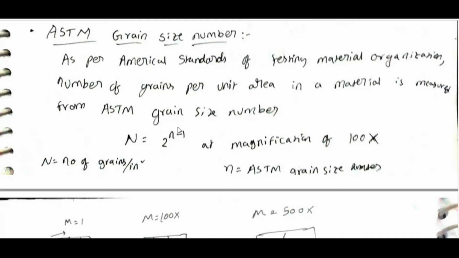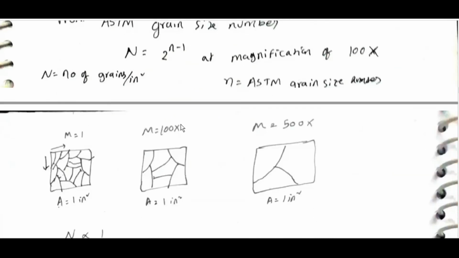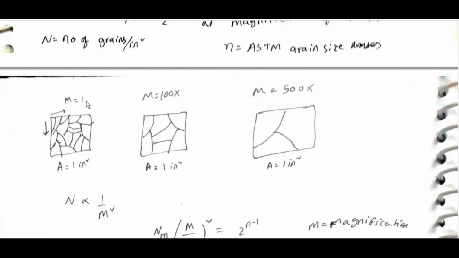ASTM grain size number. As per the American Society for Testing and Materials, the number of grains per unit area in a material is measured from the ASTM grain size number. N is equal to 2 power n minus 1 at a magnification of 100 times. Capital N is equal to number of grains per inch square. Small n is equal to ASTM grain size number. M is equal to 1.